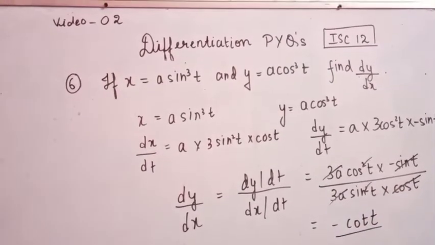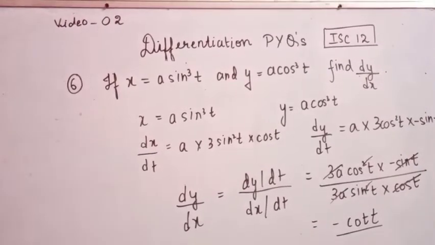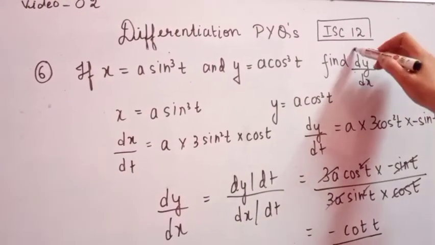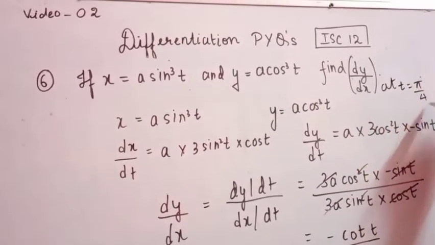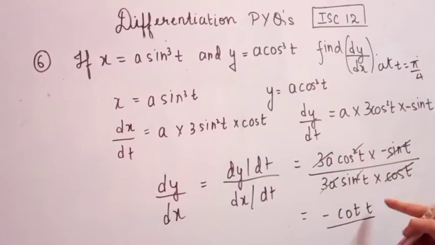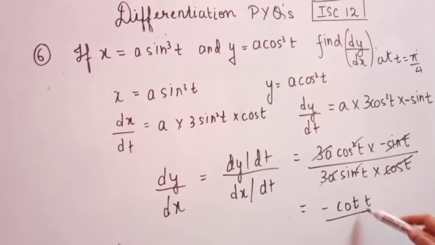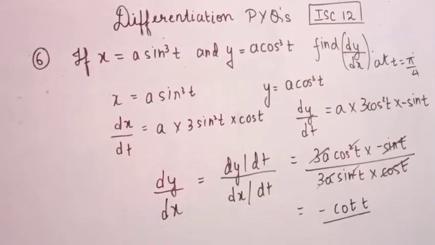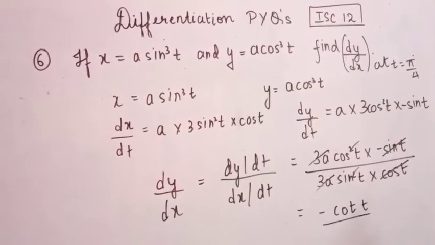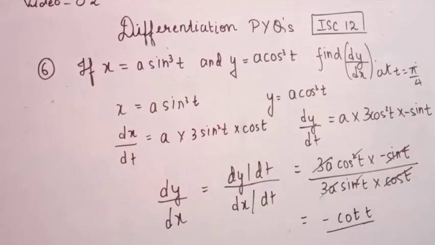Alright, and one thing I want to tell you is, if the question was find dy by dx at t equals to pi by 4, then you would have put the value of pi by 4 after calculating dy by dx. Then we would have put t equals to pi by 4 and the answer would be minus 1. So just remember, in case the values are given, you need to complete the question.